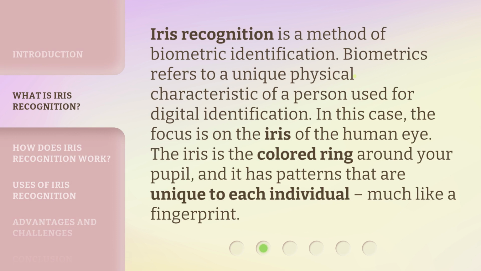Iris recognition is a method of biometric identification. Biometrics refers to a unique physical characteristic of a person used for digital identification. In this case, the focus is on the iris of the human eye. The iris is the colored ring around your pupil, and it has patterns that are unique to each individual, much like a fingerprint.